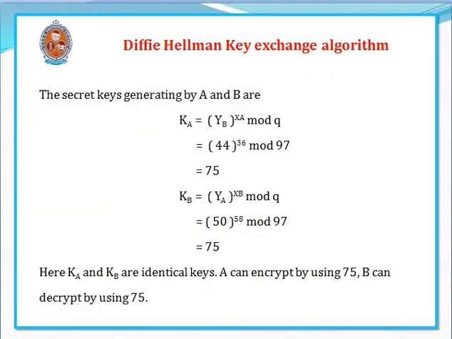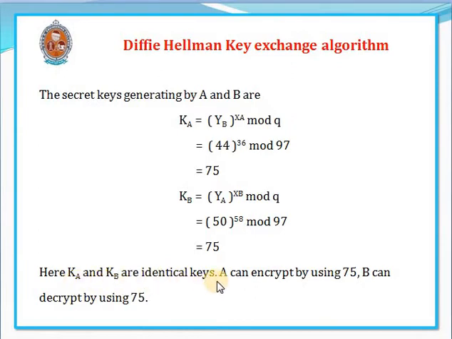Now the secret keys generated by A and B are ka equal to yb to the power of xa mod q, that is equal to 44 to the power of 36 mod 97, that is equal to 75, and kb equal to ya to the power of xb mod q, that is equal to 50 to the power of 58 mod 97, that is equal to 75. Here ka and kb are identical keys.